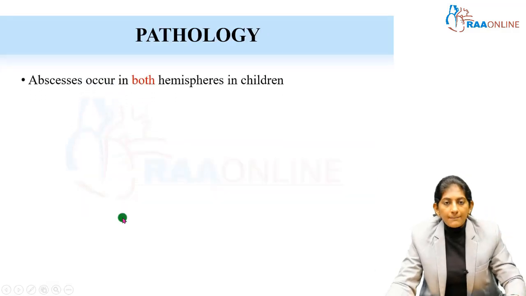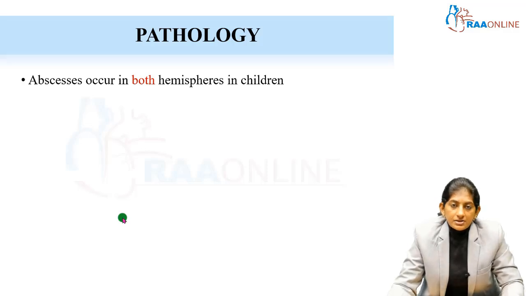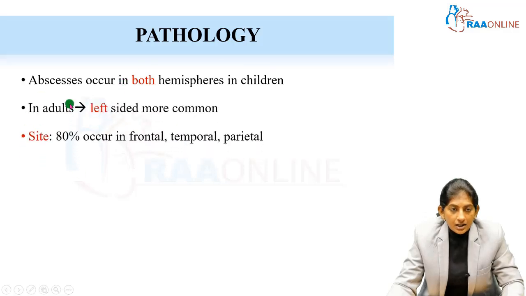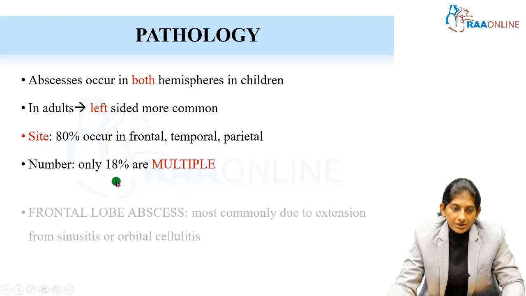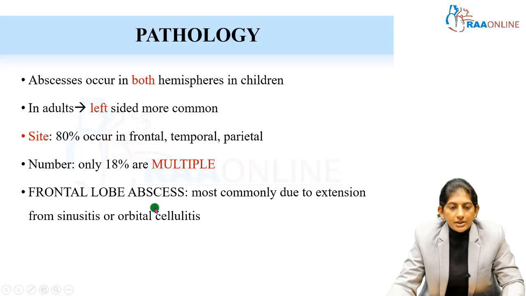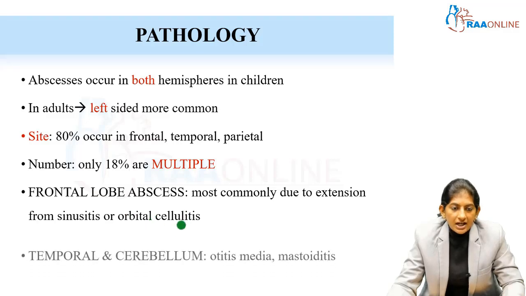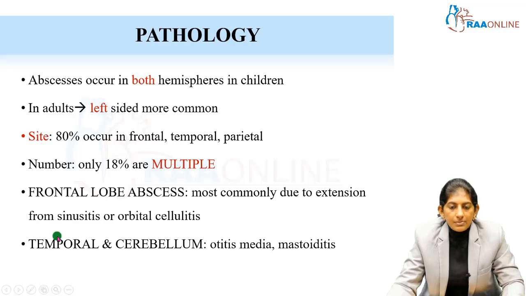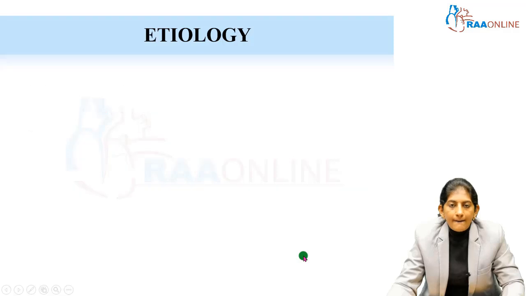What is the pathology behind brain abscesses? In children it can occur in both hemispheres, and in adults of course the left side is more common. Most often, 80%, are in the frontal, parietal or temporal lobes. Most often it is a single brain abscess; multiple brain abscesses are only 18%, thankfully. Frontal lobe abscesses are usually secondary to sinusitis or orbital cellulitis because of the contiguous mode of spread of infection, whereas temporal or cerebellar abscesses can be due to otitis media or mastoiditis.